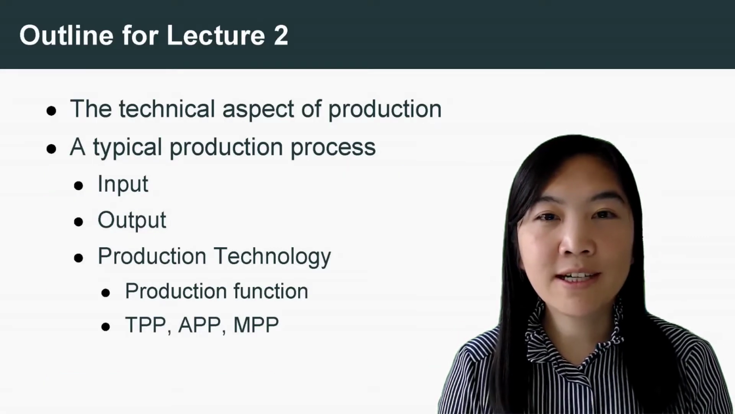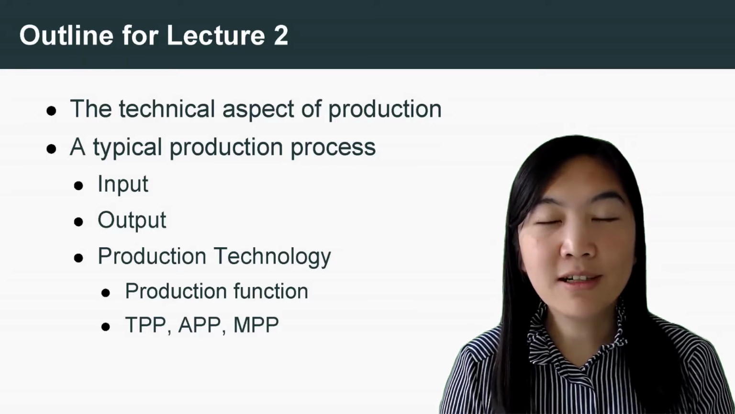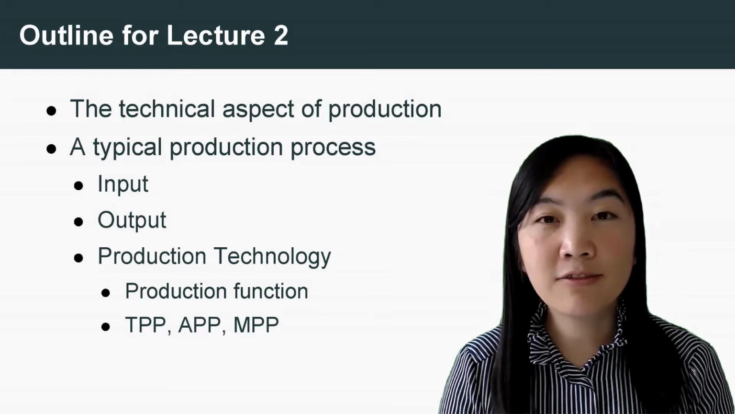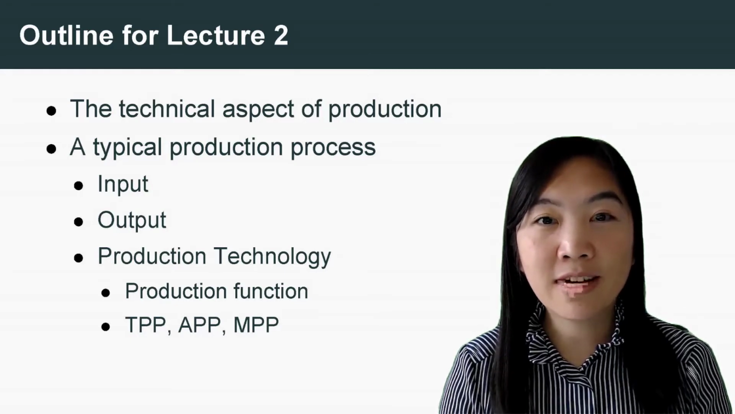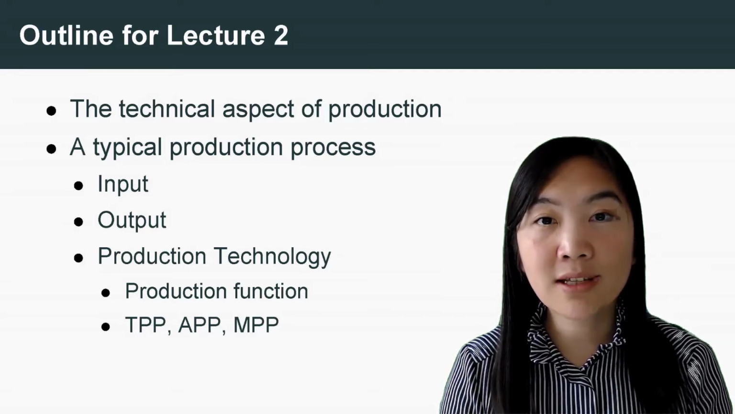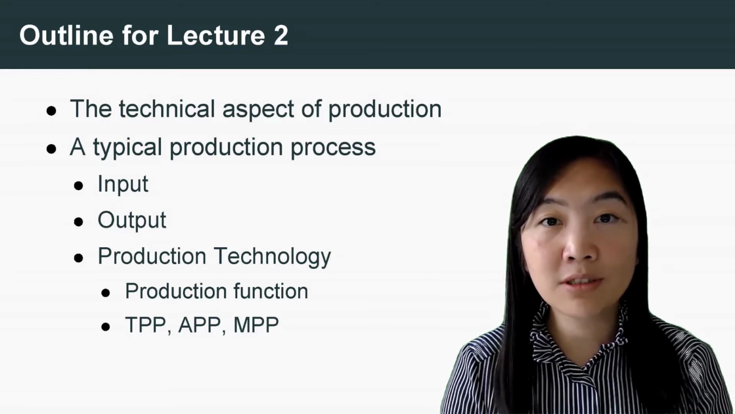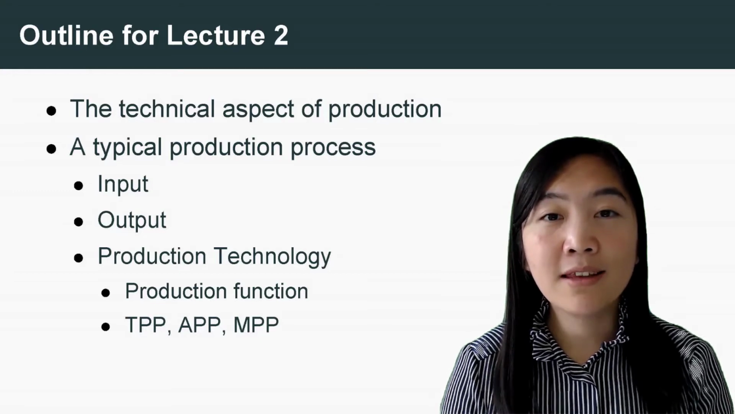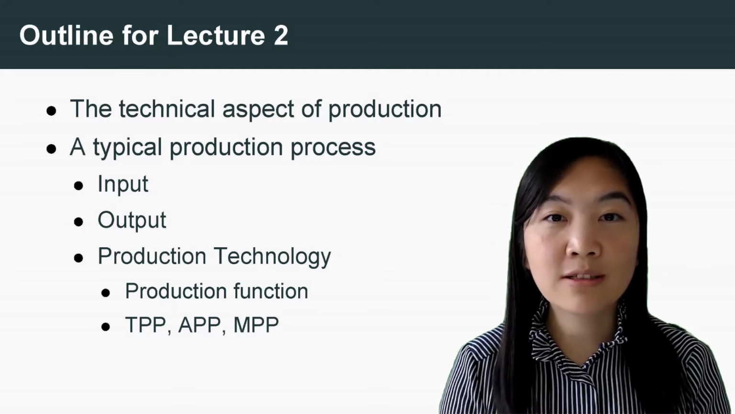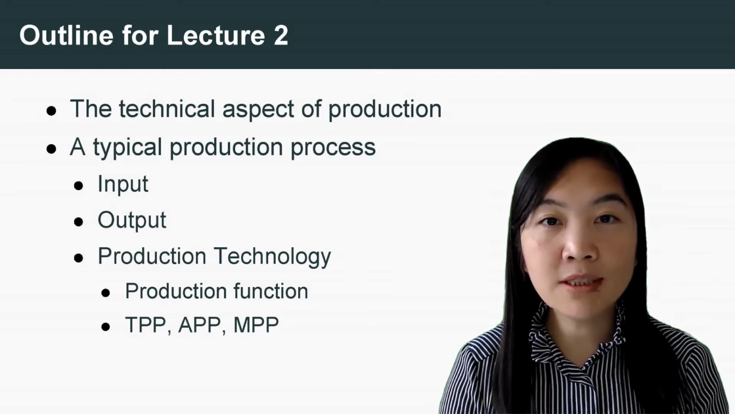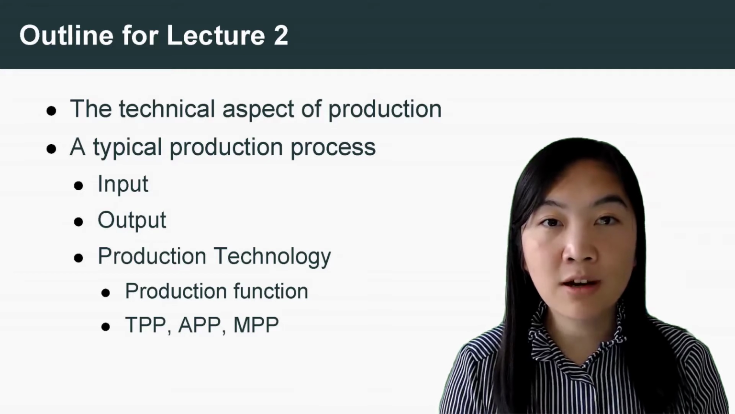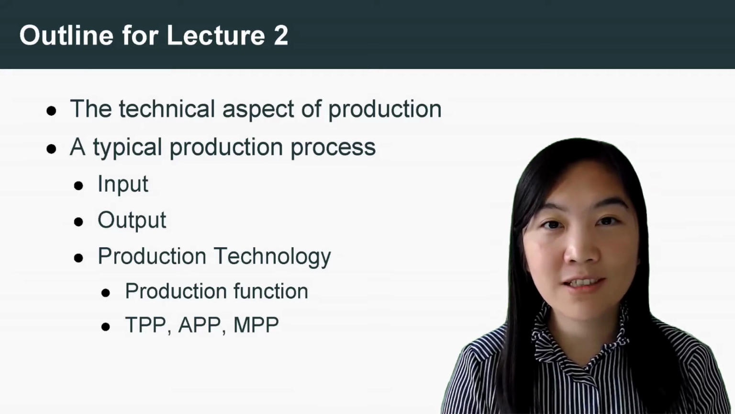We're going to focus on the technical aspect of production. When I say technical, that is compared with the economic aspects of production, which we're going to cover in later lectures. So first, we're going to talk about the production process. You can see here there are actually 3 components of the production process: the input, the output, and also the production technology, which transforms the input into output. And for the production technology, a very good description of that technology is actually the production function.